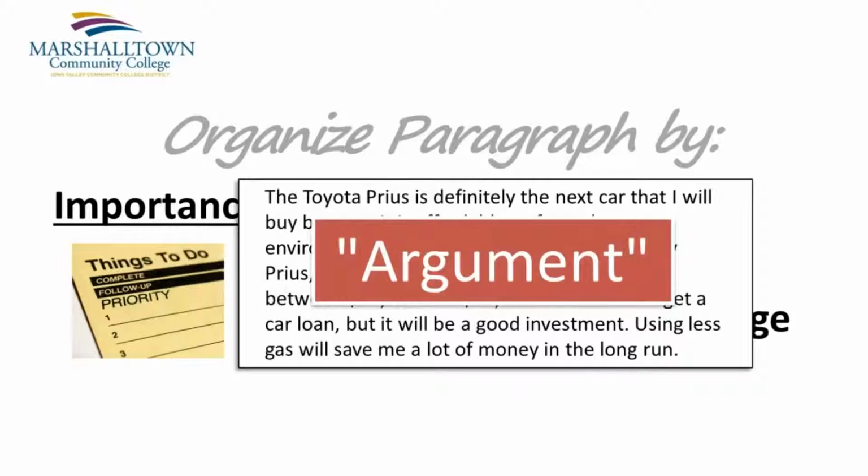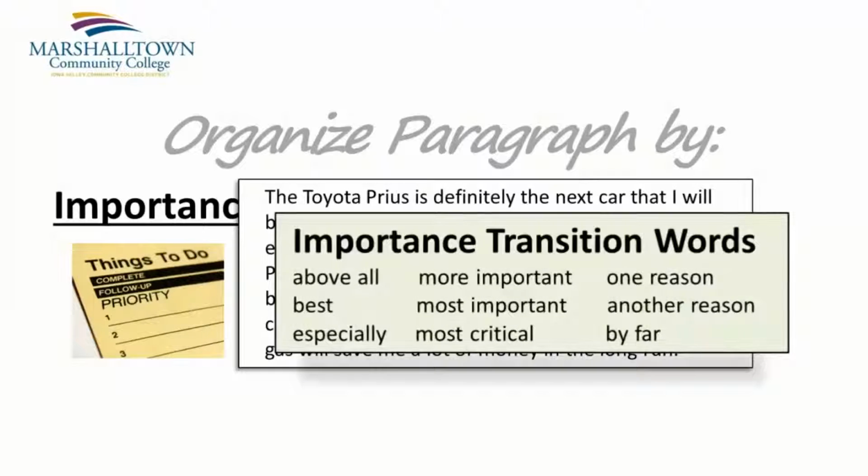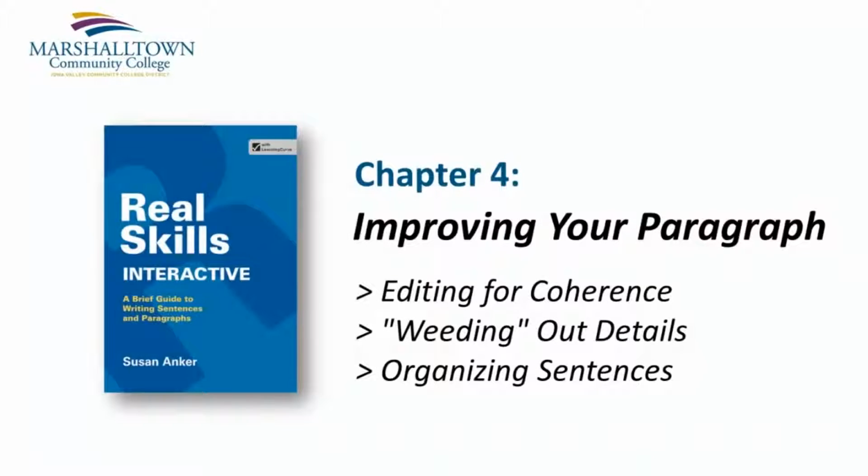This type of paragraph also uses specific transition words to help the reader understand what the author is talking about, like above all, more important, one reason, and especially. In your textbook, you'll find some great examples for improving your paragraph using the techniques I've just mentioned.